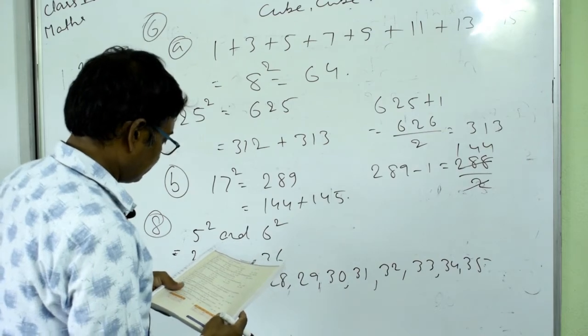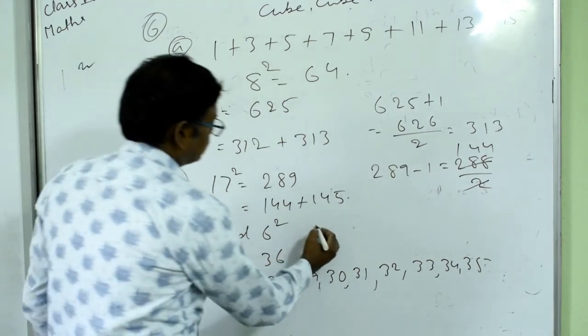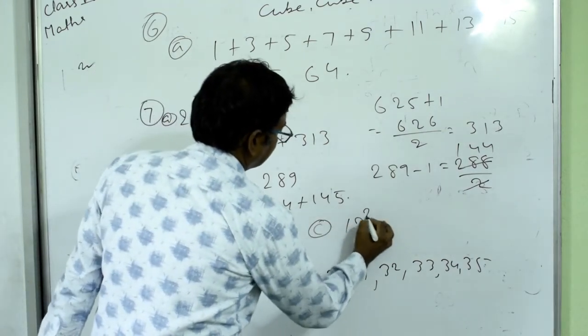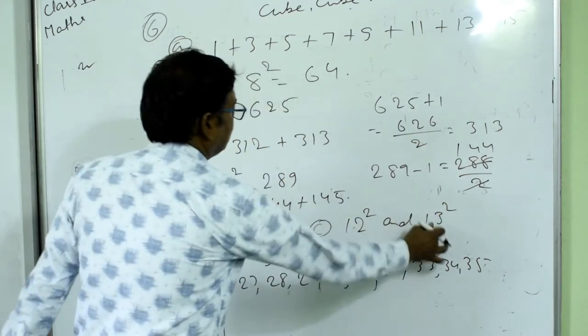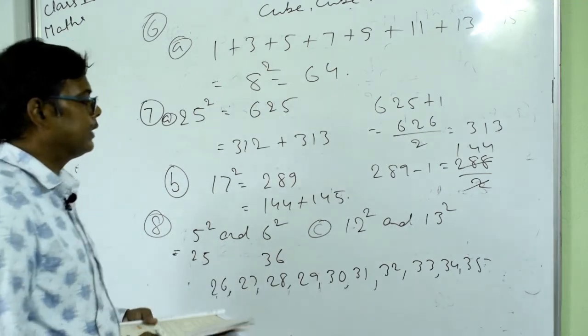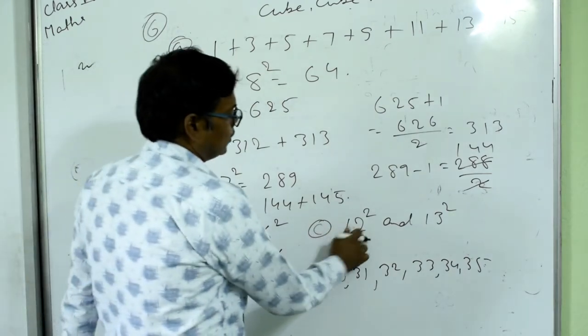The next number is suppose 12 square. Okay, see question number, 12 square and 13 square. So between these two square numbers, how many natural numbers are there? So it will be 12 times 2, that is 24.